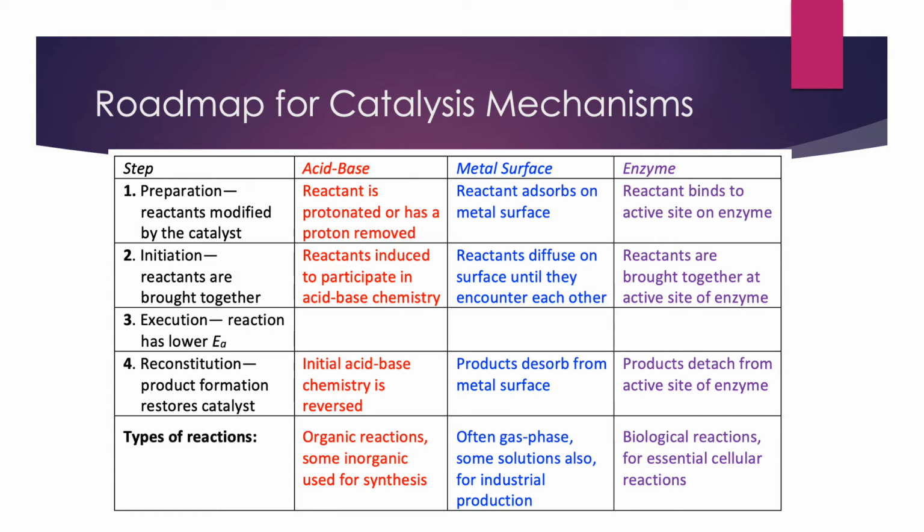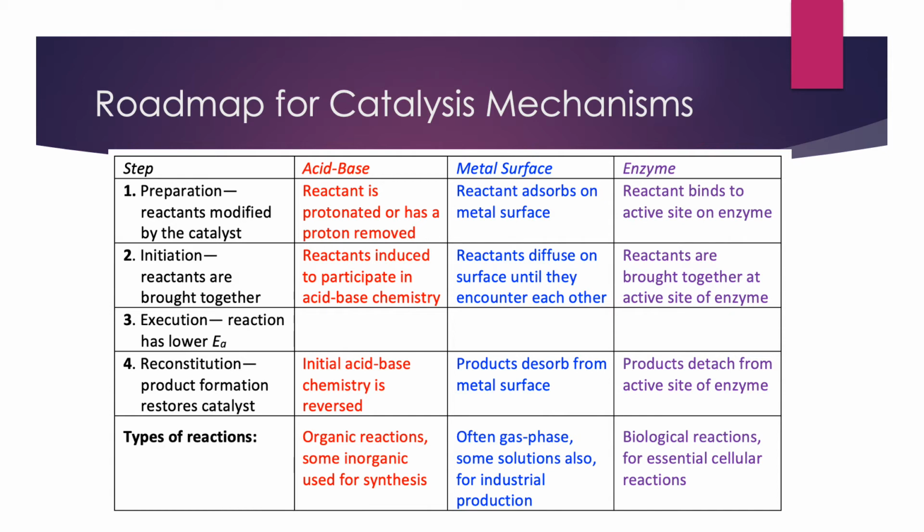In the case of metal surface catalysts, this is the blue column, the first step is that the reactant adsorbs onto a metal surface. Now when I say adsorb, all I mean is that the reactant comes down, it hits the surface, and it sticks there. It doesn't get drawn into the solid metal, it just sticks on the surface, and it can move around on the surface. So that's key for the second step, because the second step consists of reactants diffusing or moving around on the surface until they encounter one another. Once they form products, once the reaction has occurred in step 4, they then can desorb, which means they detach themselves from the surface.